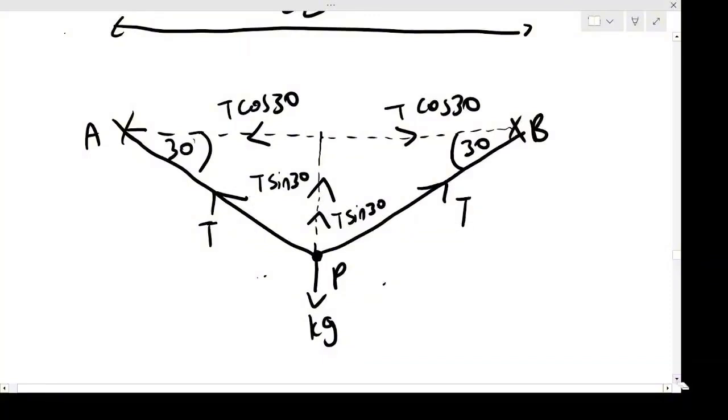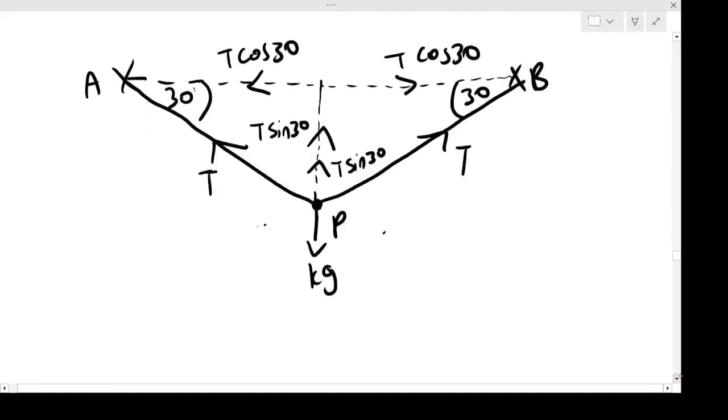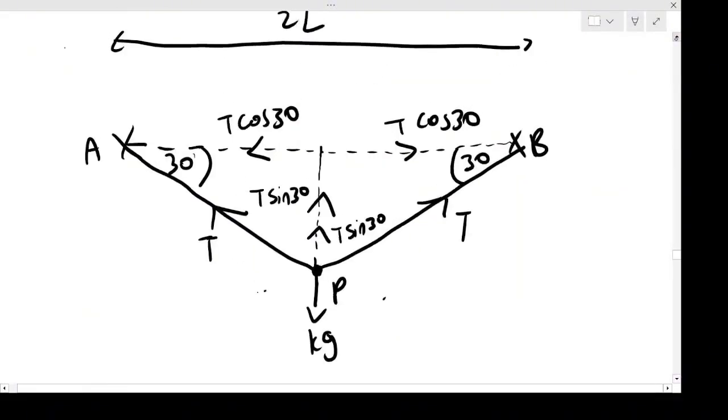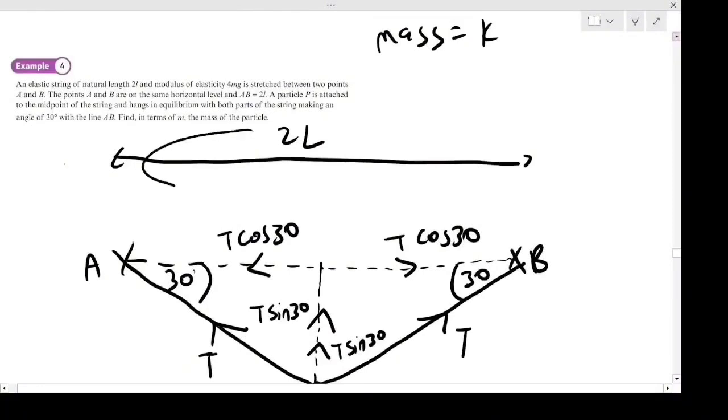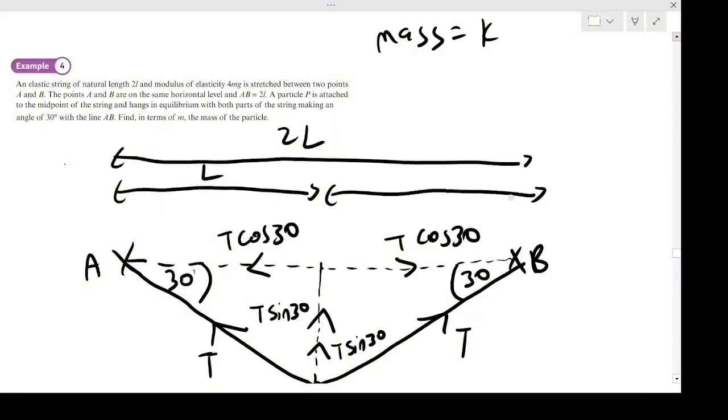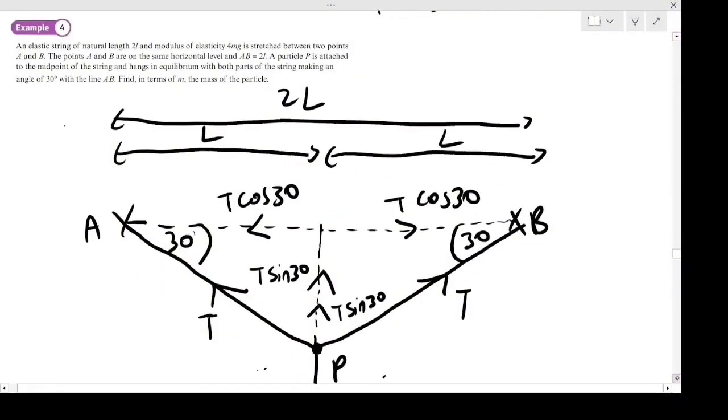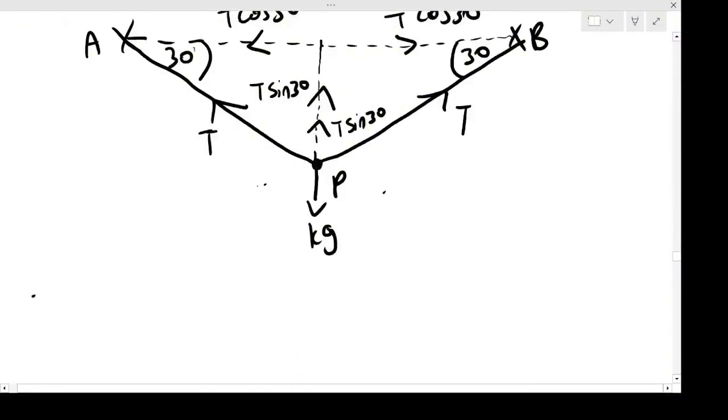Again, identical to the last question. Okay, so hopefully happy with this. These are all my forces. I can actually also, because it's in the midpoint, I know the whole length is 2L from A to B. The midpoint is L each side. So there we are. Okay. So now let's resolve. Let's firstly look up and down.